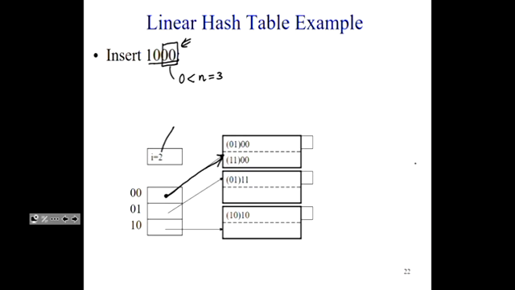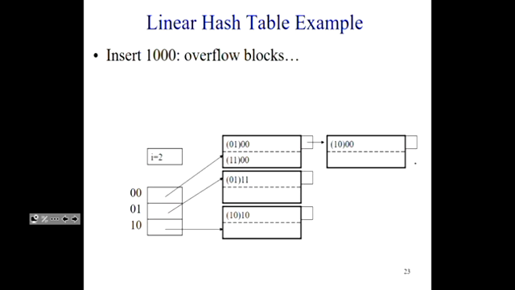Now, there's no space in this particular block, but linear hashing actually allows me to use overflow blocks. So I can certainly go ahead and add an overflow block. So this is a pointer to an overflow block, and add the new record within that overflow block.